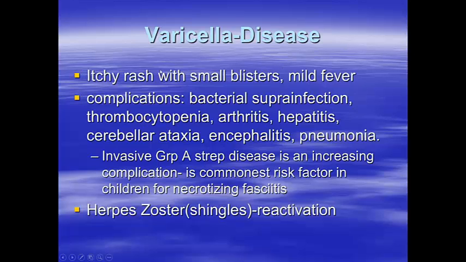It can cause low platelet count, joint pain, and liver inflammation. It can affect the cerebellum, which is the part of your brain that's responsible for balance, and cause a funny gait called ataxia. It can infect the brain, encephalitis, and can affect the lungs, causing pneumonia. So yes, invasive group A strep disease, necrotizing fasciitis, which is the flesh-eating disease, is increased 50-fold when you have varicella.